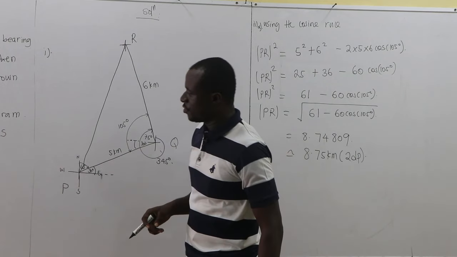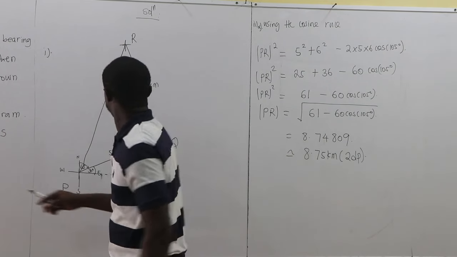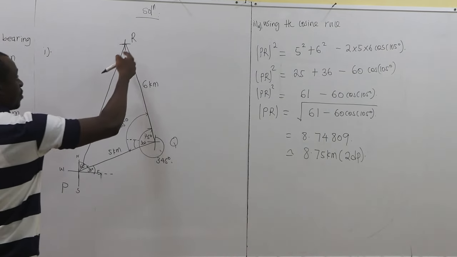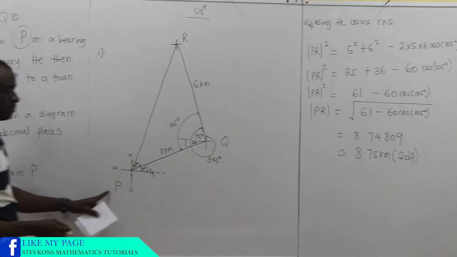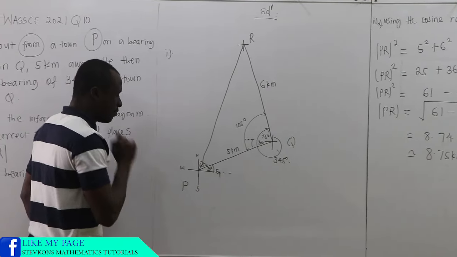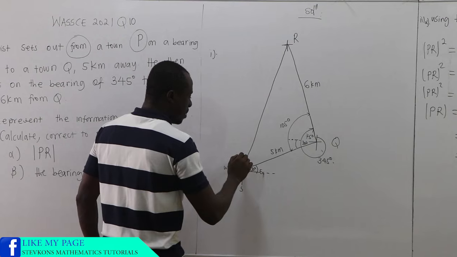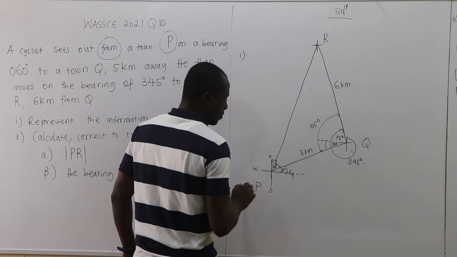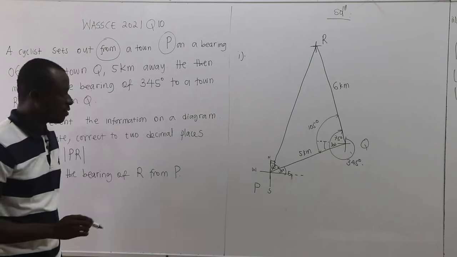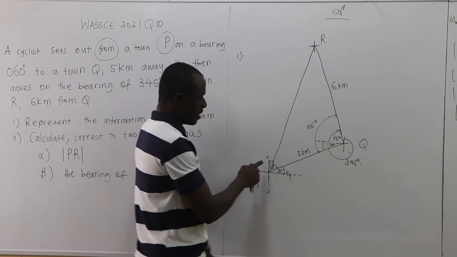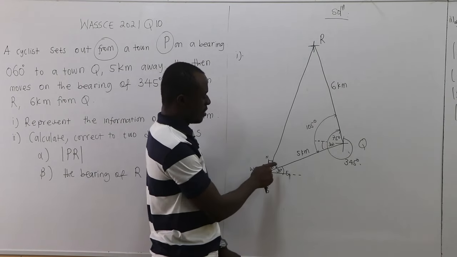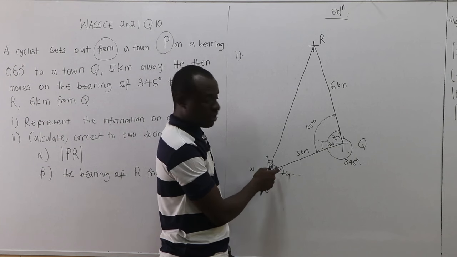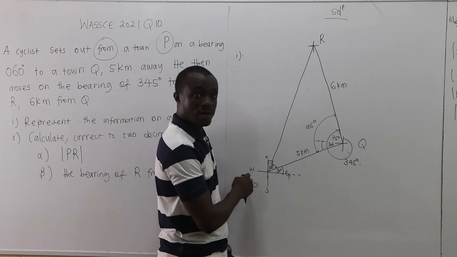Part beta says find the bearing of R from P. The bearing of R from P. So from P. Now you know bearing is measured from the north. So we just want the angle over here. How can you get the angle over there? Now it's in the first quadrant. So if we know the angle here on this side, we subtract from 90 and then that will be this.